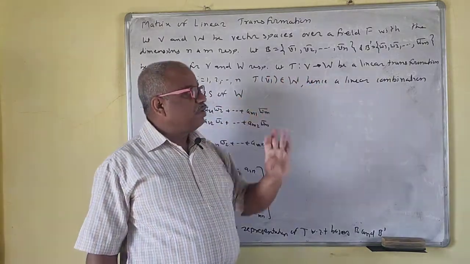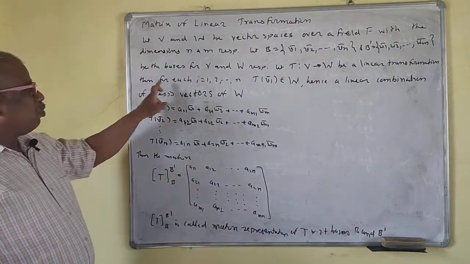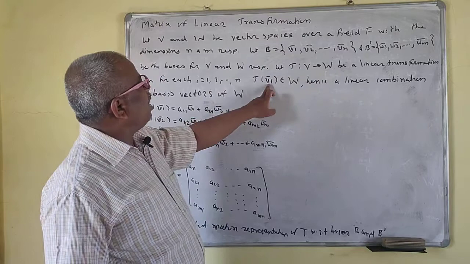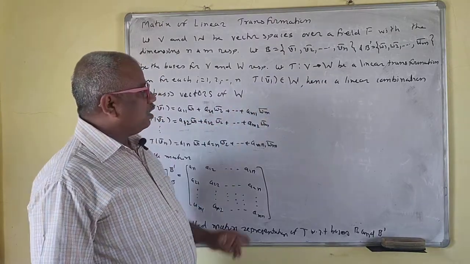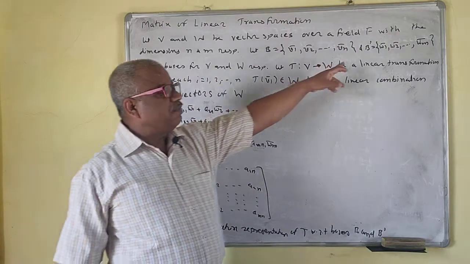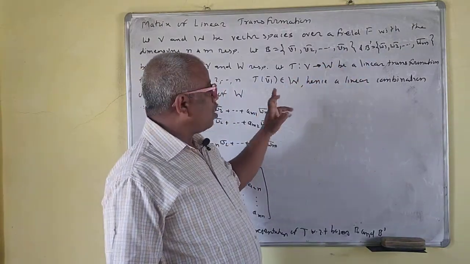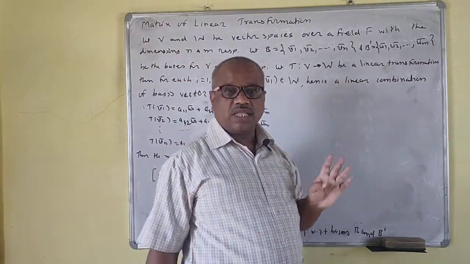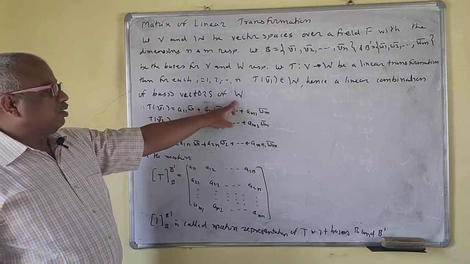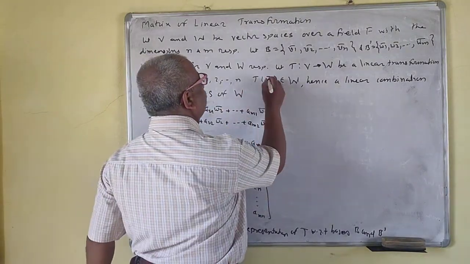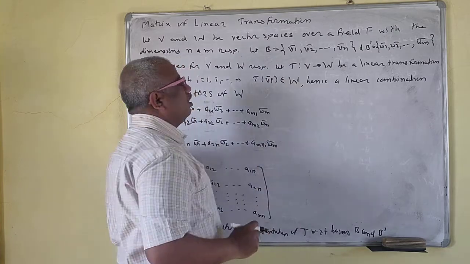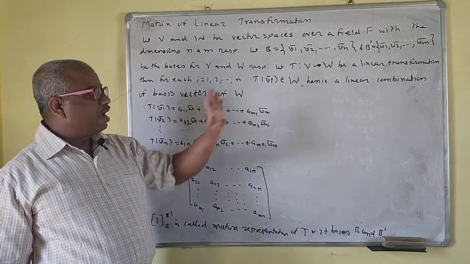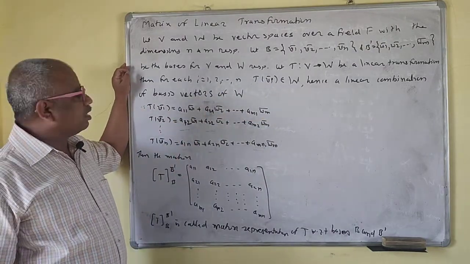And let T from V to W be a linear transformation. For each i, vi bar belongs to V, so T of vi bar belongs to W. B prime is the basis for W, that means every vector of W is expressed as a linear combination of the vectors in B prime. So T of vi bar belongs to W, hence it is a linear combination of the vectors in B prime. That means T of vi bar you can express as a linear combination of the vectors of W.